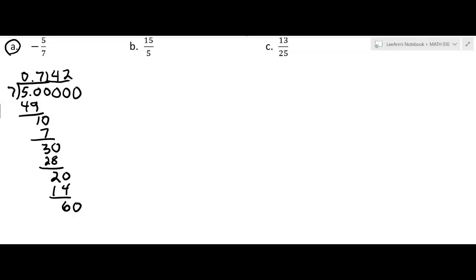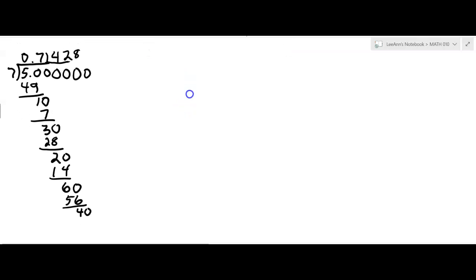7 goes into 60. How many times? 8. 8 times 7, 56. Remainder 4. We gotta be getting close, right? Sometimes they'll say accurate to 4 decimal places or something like that. Okay, so 7 into 40 is gonna go 4 times. That's 28. Oh, no, I'm wrong. 5 times. Yeah, maybe I wrote this one down wrong. 35. Okay, good news. That 5 right there is the best news we have on this problem.